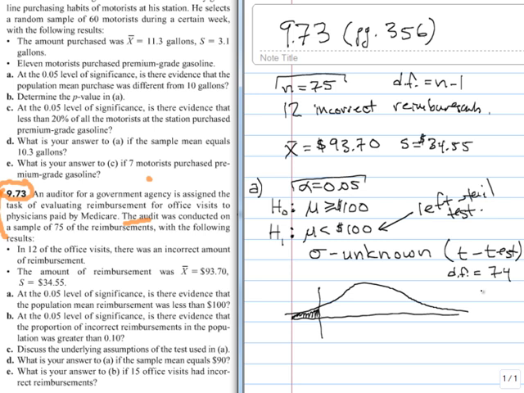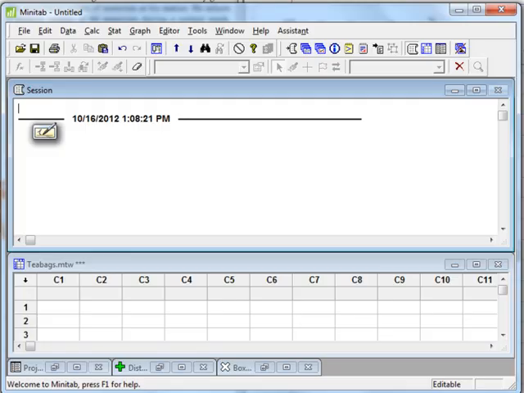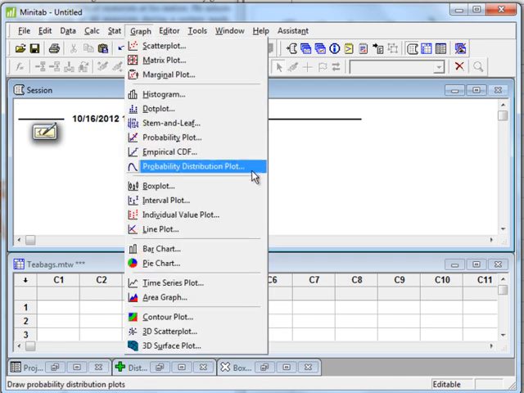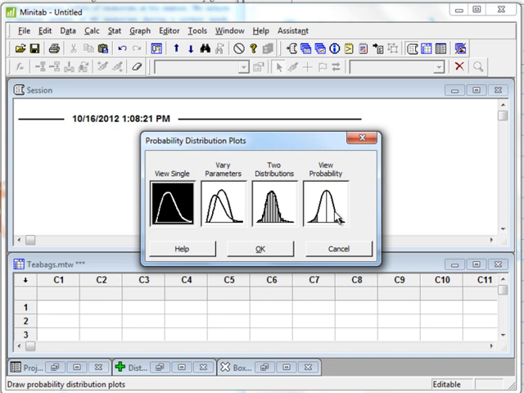And so with this, I can now get the one-tail critical value here, the critical value for the left-tailed test. I'm going to jump to Minitab to do that. In Minitab, I go to Graph, Probability Distribution Plot, and I view probability.